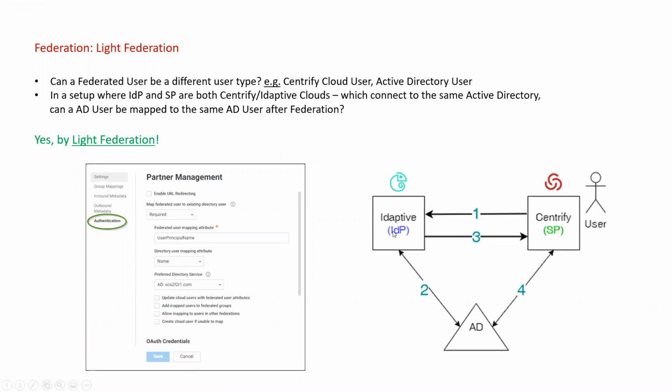The more breakdown to this was really just on the Idaptive side. Have the same AD that gets the AD user and then sends the user principal name of that AD user to Centrify. Then Centrify Federation looks at that user principal name based on the light federation configuration, looks at AD to find an existing user, existing AD user specifically, found it, and then logs in the user as an AD user instead of the default federated user.